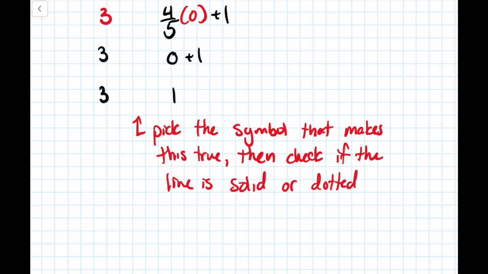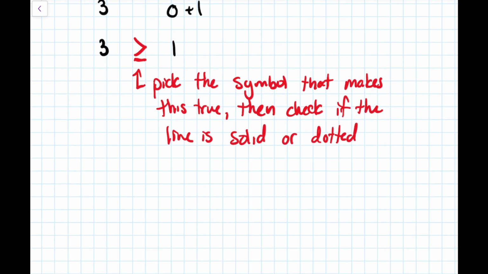In our case, 3 is bigger than 1, so we're going to use the symbol that makes that true, right? 3 is larger than 1. And we had a solid line, so we do want the equals part of this. So 3 is greater than or equal to 1. And then the last thing we need to do is just write out the answer. So we end up with y is greater than or equal to 4/5 x plus 1. We just took the symbol that we figured out here and plugged it into our inequality.